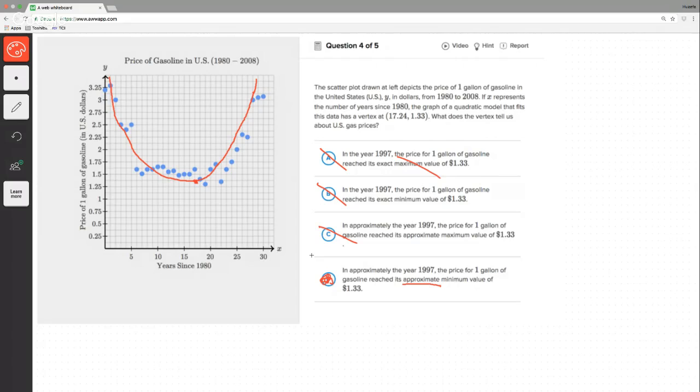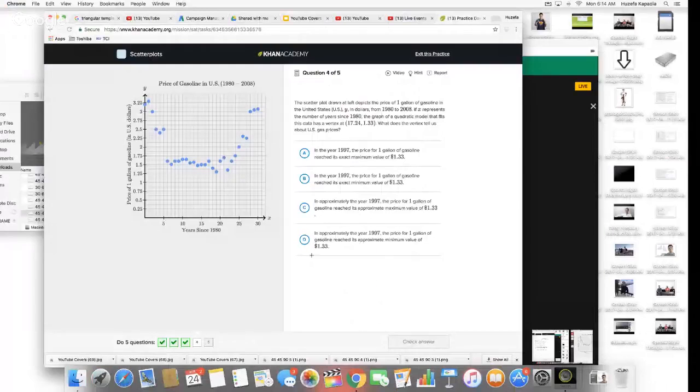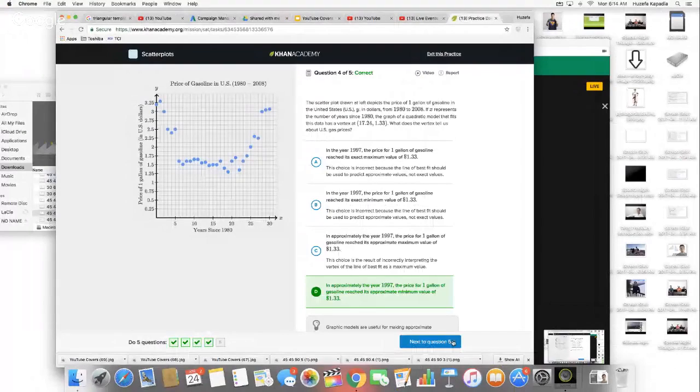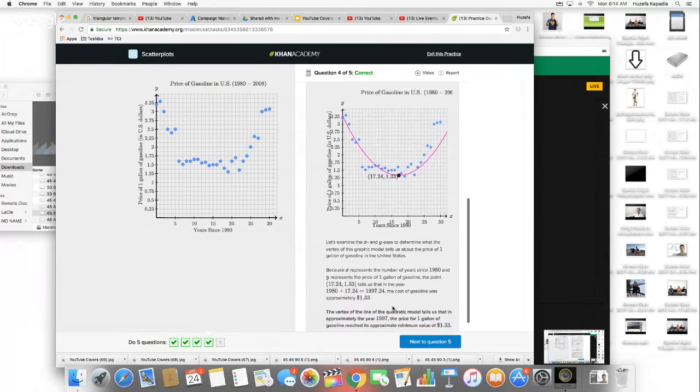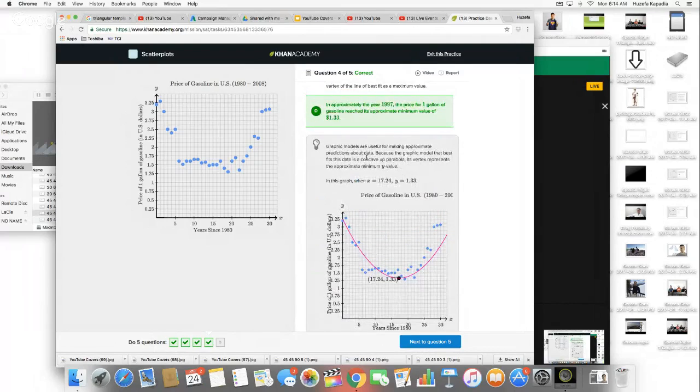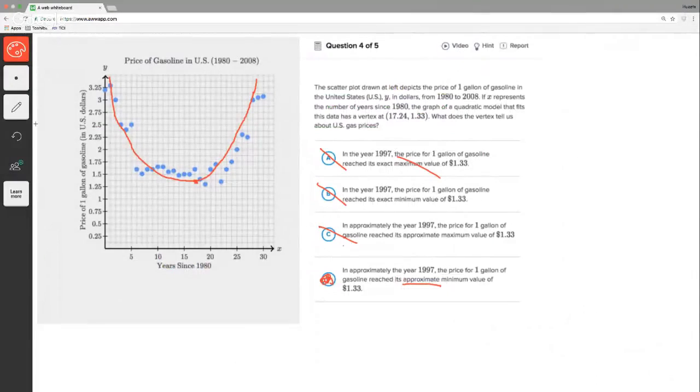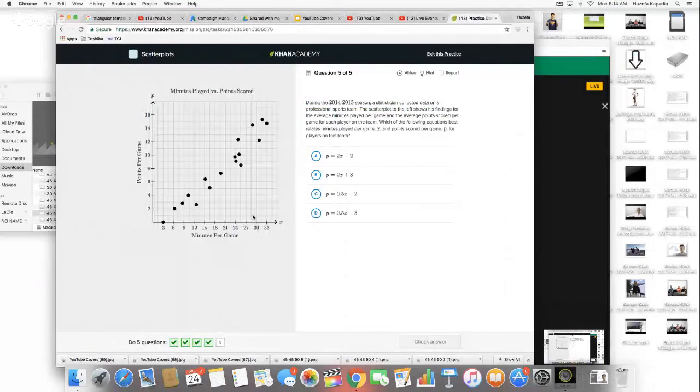Let's just read the explanation just for fun, because I think hopefully they'll explain that. Let's see what they say. The vertex of the model tells us the approximate year, 1997. Graphic models are used for making approximate predictions. So that's the general idea: lines of best fit or these models are approximations and they're used for prediction purposes. All right, we got one question left and then we're done for the day.